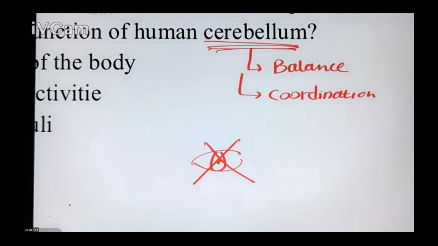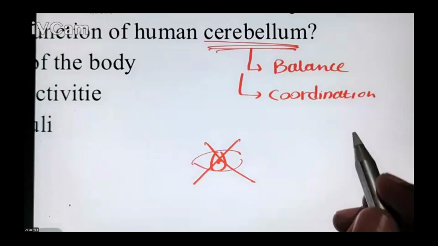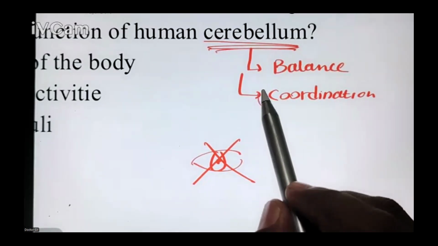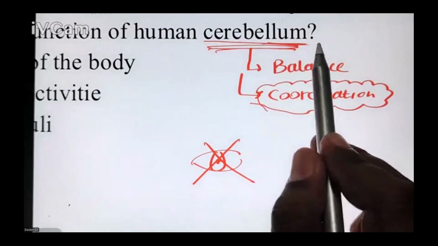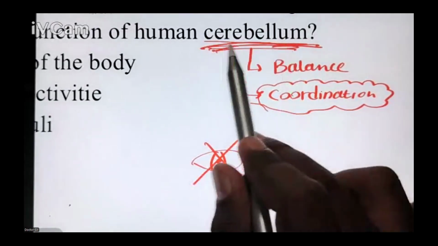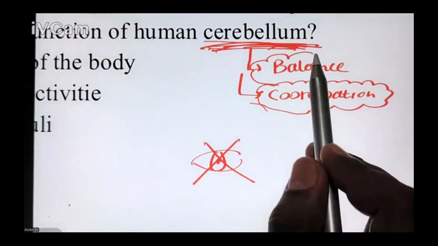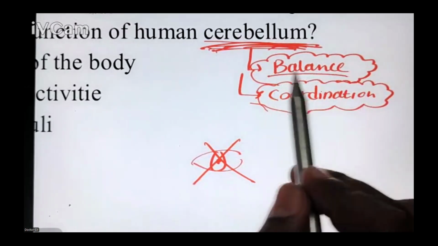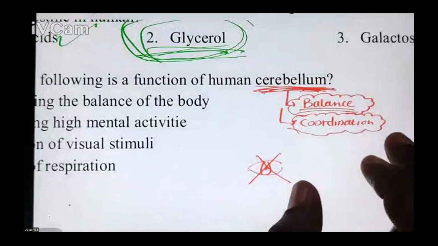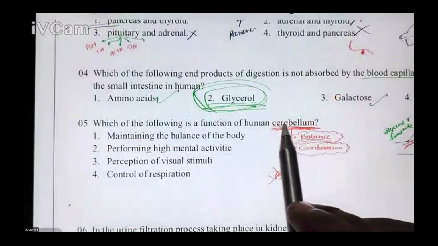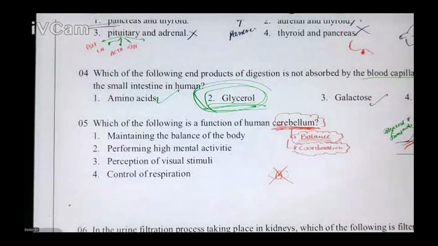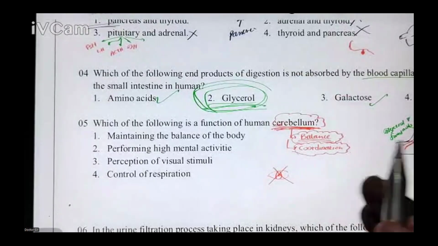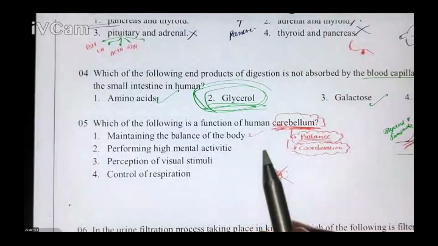Why? Because all the body parts have coordination, and that coordination is maintained by the cerebellum. So your cerebellum is functioning well. When you are walking, the balance and everything else is maintained by the cerebellum. So balance and coordination are important functions done by the cerebellum. Maintaining the balance of the body, that's correct.